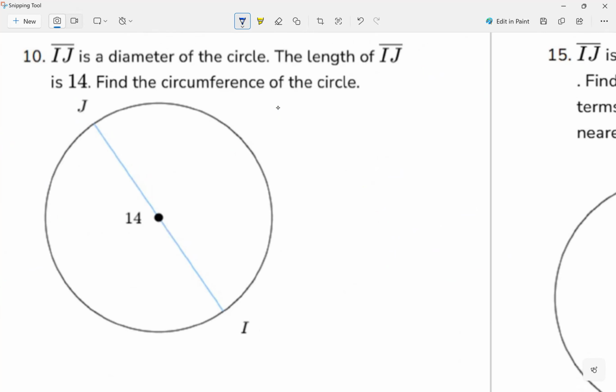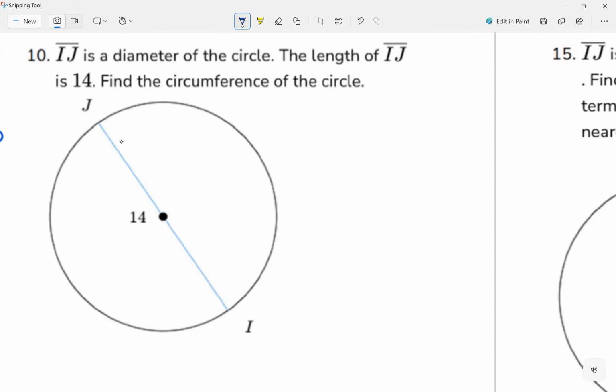IJ is a diameter. Okay, so now we know it's a diameter. Now, one more thing I want to say here too. Notice how the 14 is in the center, close to the point, right? That basically means that it's the whole diameter. If I wanted to specify that it is a radius, I would put it somewhere like right here. So it shows it's a radius.